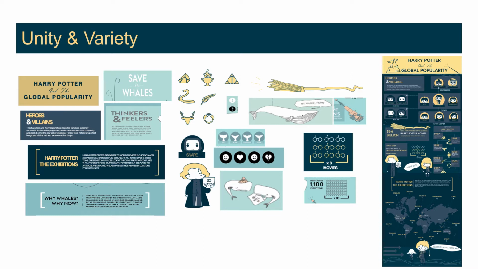Unity occurs when all of the design elements exist in harmony with each other. My infographic follows the unity in my color model because there are only 2 shades of blue that repeat throughout the infographic, with yellow and white as the accent colors.